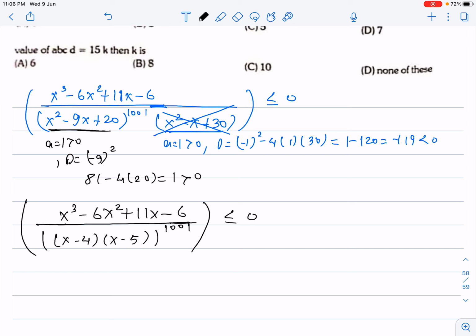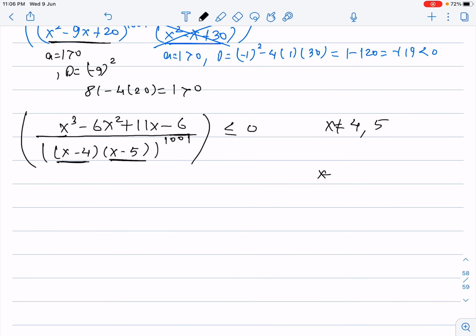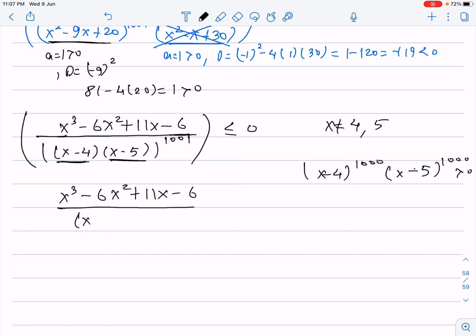Now my dear students, x should not be equal to 4, 5, because that way it will become an undefined quantity. And one more thing, x minus 4 to the power 1000 multiplied by x minus 5 to the power 1000 will always be greater than 0, because the even power of a real number is always a positive quantity. So I will rewrite it like x cube minus 6x square plus 11x minus 6 divided by x minus 4 multiplied by x minus 5 only. Hope you got my point.